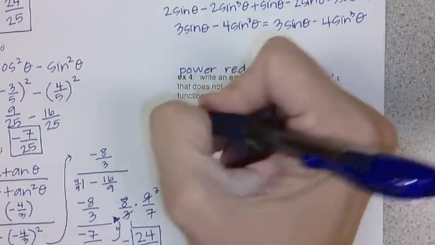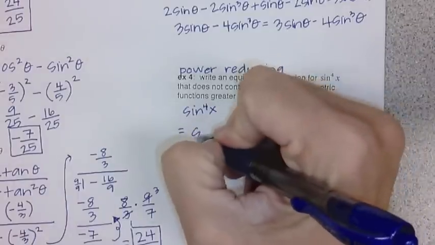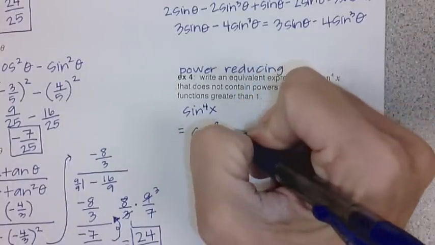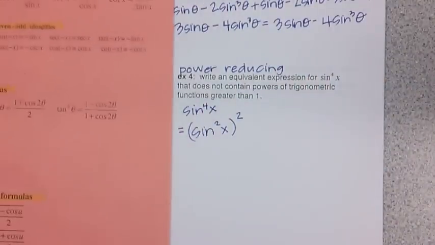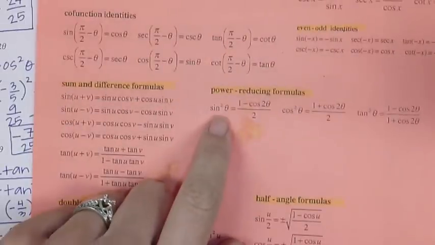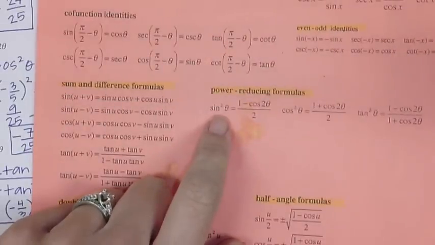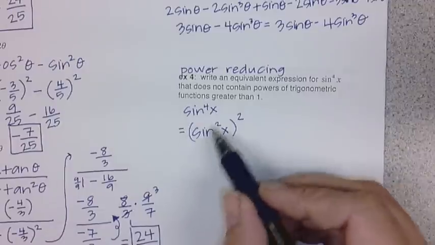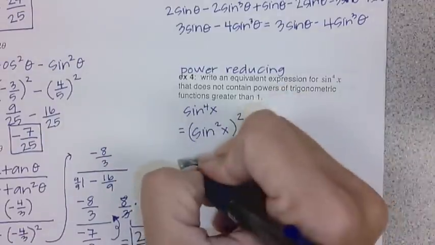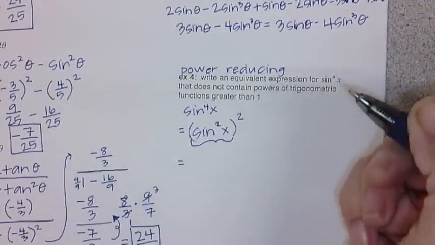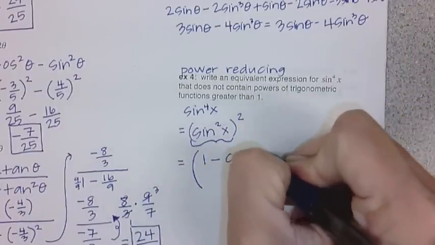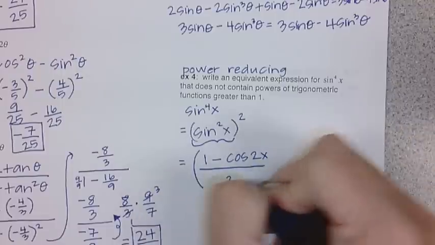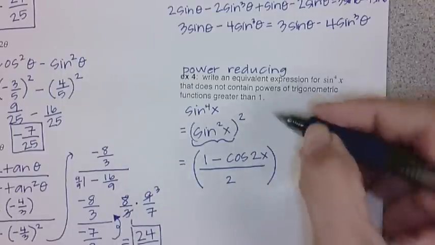So we're going to do a little manipulation here, and we're going to write sine to the fourth as sine squared of x, squared. And the reason we're going to want to do this is because our formula right here is for sine squared, and we don't have sine to the fourth power, so we're going to manipulate this so we can use this formula. So once we do that, we have sine squared x, squared, so we are going to take this and use the power reducing formula, which is 1 minus cosine 2x all over 2, and then that whole quantity is squared because of what we started with.